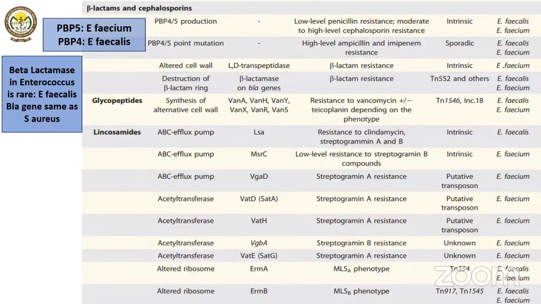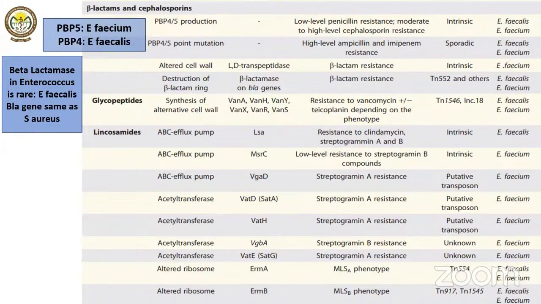Like for example, PBP4 predominantly seen in Enterococcus faecalis, PBP5. So these penicillin binding proteins don't bind to cephalosporins. They don't bind to carbapenems also. So that's why there is intrinsic resistance. So normally they don't act. They might show in vitro susceptibility, but in vivo they don't act well.